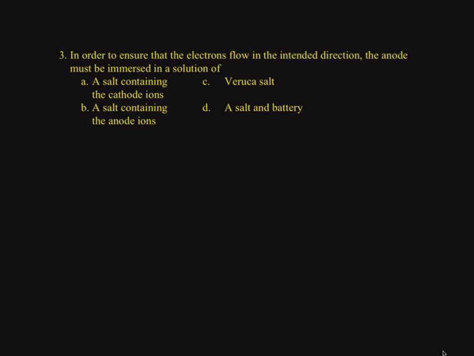In order to ensure that the electrons continue to flow in the intended direction, the anode should be immersed in a solution of salt containing the same ions as the metal that the anode is made of. The reason is you want to ensure that the electronegativity of everything in that solution is as much as possible equal to or less than the anode material. Because if you have a more electronegative ion in that solution, it's going to tend to disrupt the flow of electrons in the other direction.